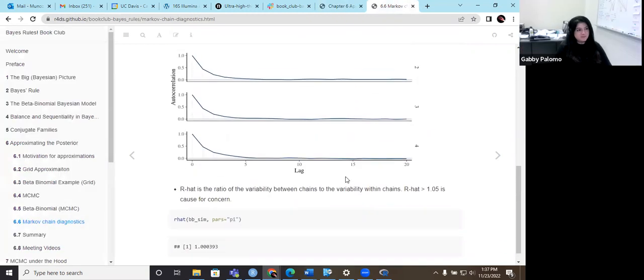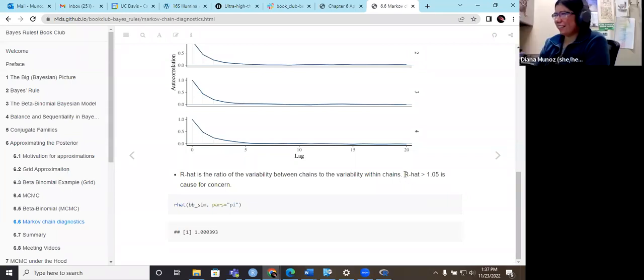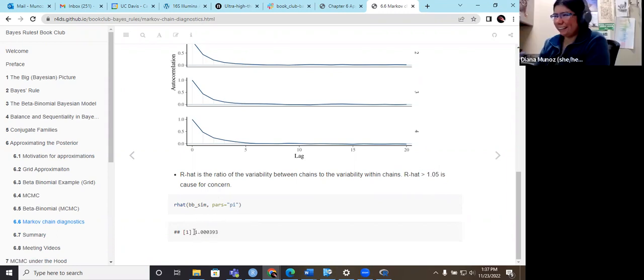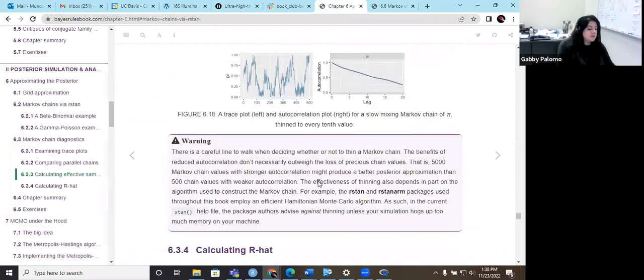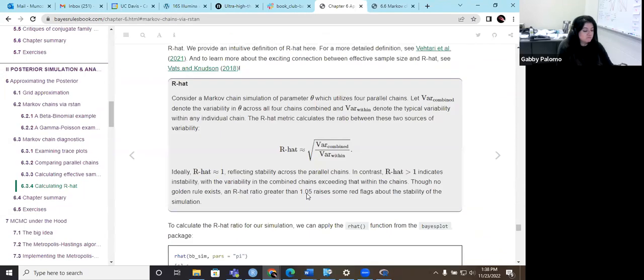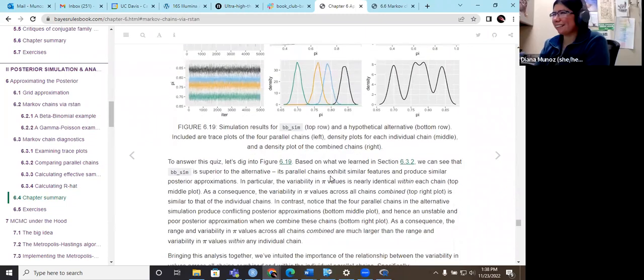Exactly, no mixing. And then the R hat is the ratio of the variability between chains to the variability within chains. You usually want your R hat to be around 1. But if it's higher than 1.05, then you probably have problems in your model. So for this example, we got an R hat pretty close to 1. That was a good model. The R hat is an indicator of convergence. And the chapter goes into way more detail on all of these things.